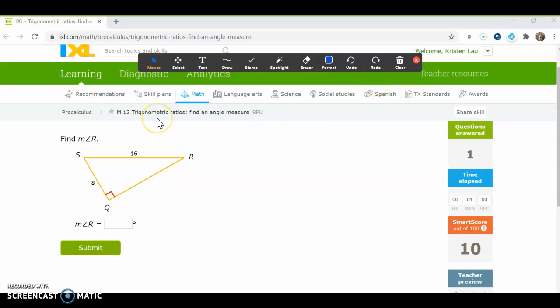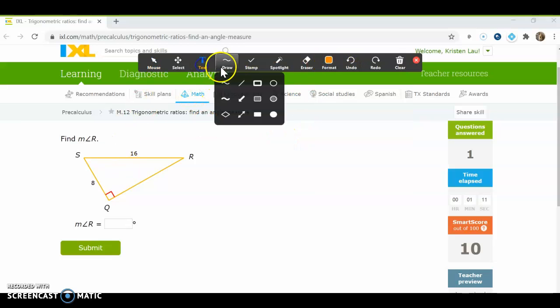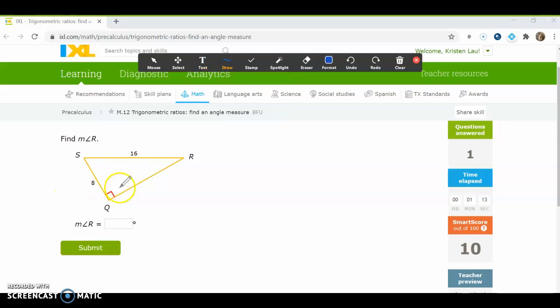Hello. Today I'm going to talk about IXL M.12 trig ratios when we're trying to find an angle measure. So basically we're going to use our trig functions. I am going to first figure out what they give me. They give me this 16 and they give me a side length of 8. And I am trying to find this angle measure right here. Okay, so this is the angle that I'm looking for.